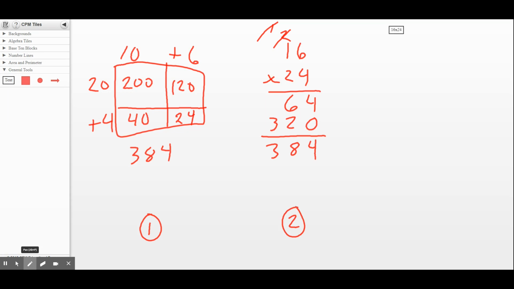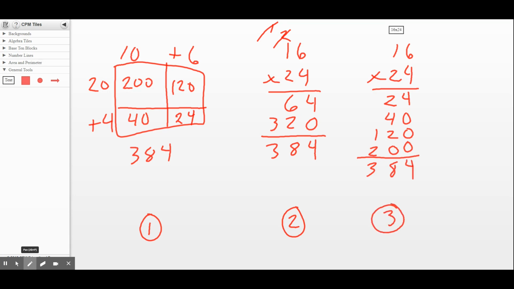And the third way someone might solve this is still in that vertical format, but it might sound something like this. 6 multiplied by 4 is 24. 10 multiplied by 4 is 40. 6 multiplied by 20 is 120. 10 multiplied by 20 is 200. And this will add up to 384.